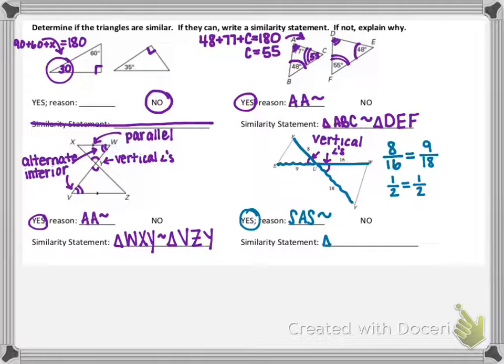Similarity statement. All right, let's start with triangle EUF, similar to triangle... All right, E matches up with V, U matches up with U, and F matches up with W. Also, just so you know, right here, what that simplified to, 1/2, is your scale factor.